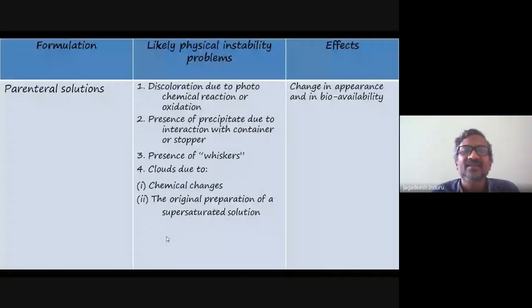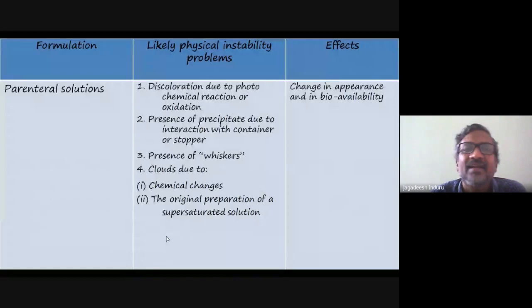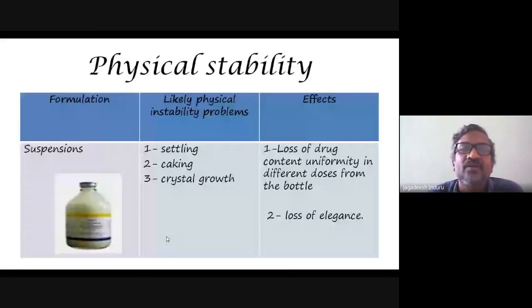The presence of a viscous and cloudy appearance due to chemical changes, and a supersaturated solution from the original preparation may get precipitated, which causes a change in the appearance and in the bioavailability. And most of the time we put on the label that if any foreign particle is present which was not present initially, you need to throw it away and should not use it; consult your physician.